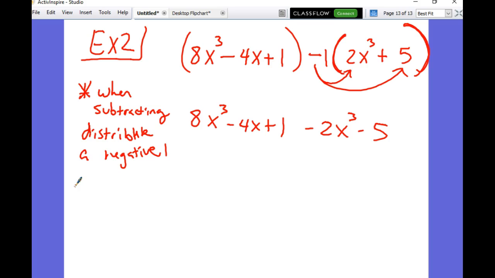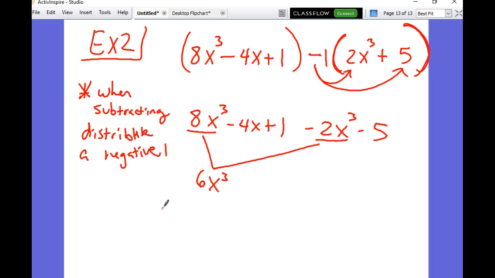So 8x cubed combines with negative 2x cubed to make 6x cubed. And then minus. The negative 1 is going to change everything. It just changes their signs, basically.